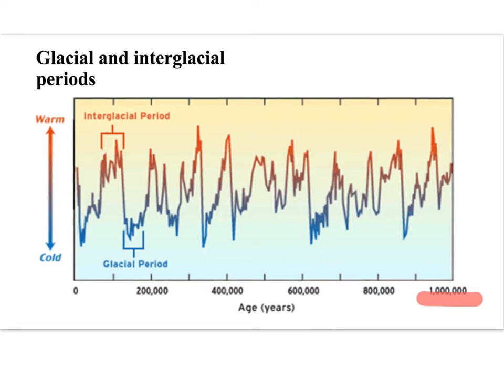The warm parts we call interglacial. Interglacial periods of time. And the blue bits we call glacial. So inter means between, so between glacial periods, and glacial is when basically we had more ice sheets and the glaciers in the world were bigger and extended longer and further. So these were colder periods of time.